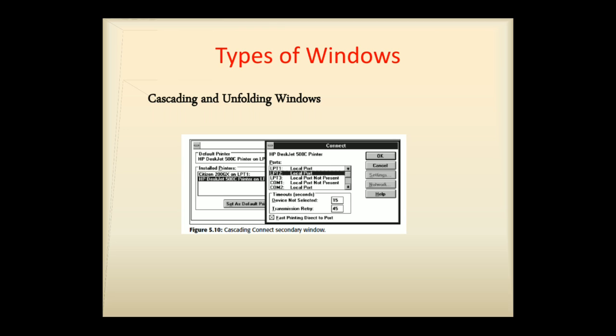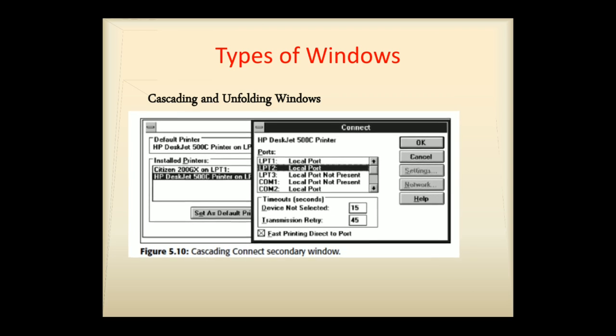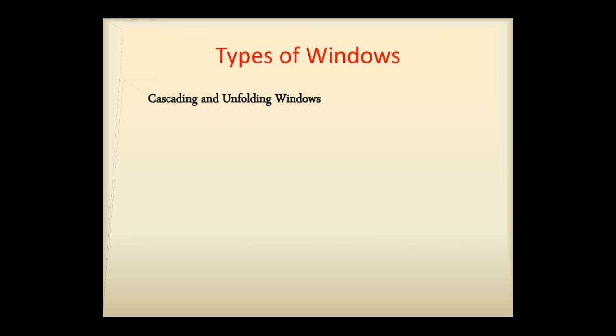If the cascaded window is independent in its operation, then always try to close the secondary window from which it is being opened, and try to see that it displays only the new window that appears after clicking a button, right? So what do we mean by unfolding windows here? An unfolding window is again a secondary window that expands to reveal additional options, a form of progressive disclosure, right?